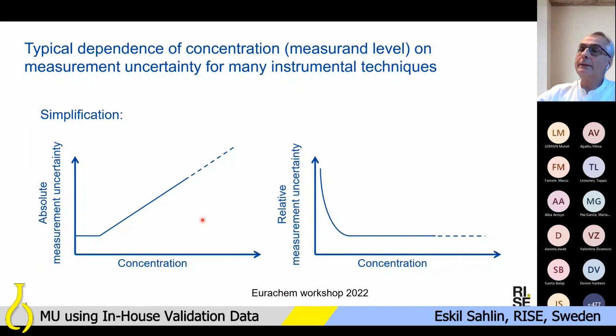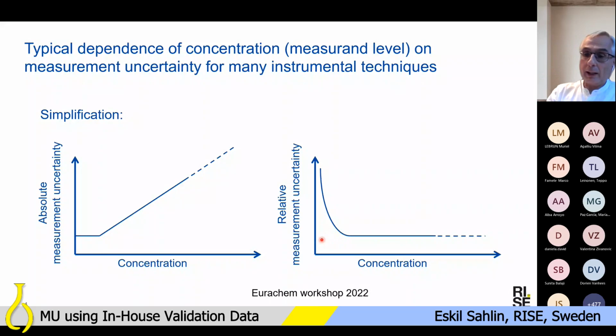Now, if we instead look at relative measurement uncertainty, this figure will transfer into this one. So this part here will now look something like this. The relative uncertainty will be more or less independent of concentration. And in this small part down here at low concentration, the relative uncertainty will increase dramatically when we go down in concentration.